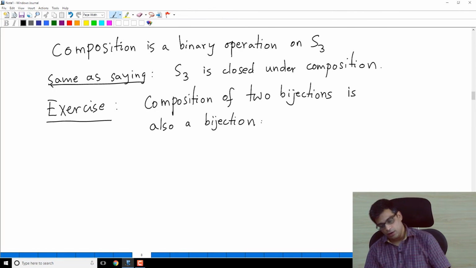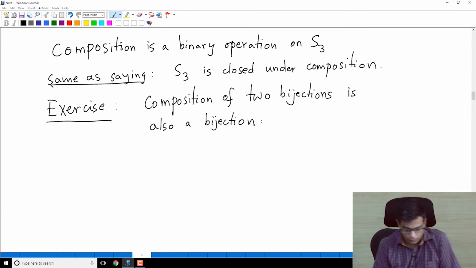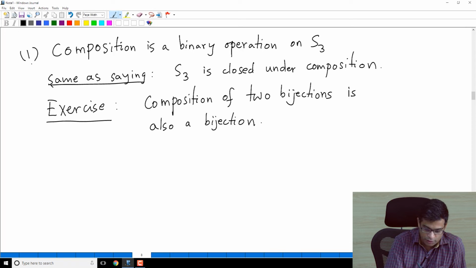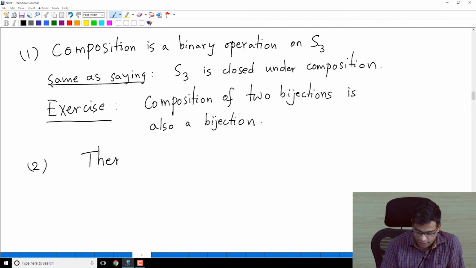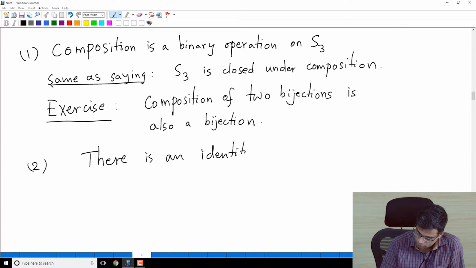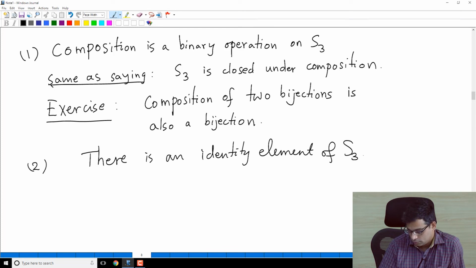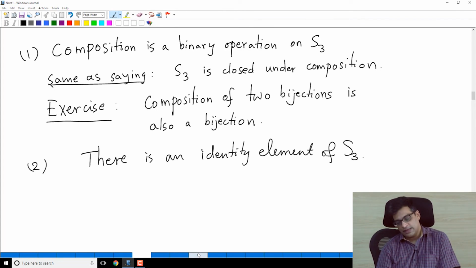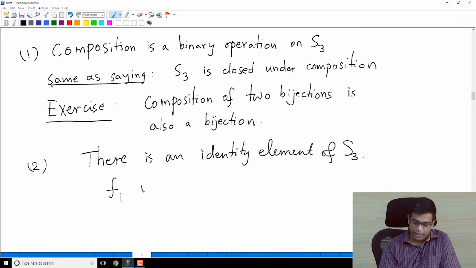So S3 with composition has the property that integers with addition have. So, this is the first property, remember. What is the second property? There is an identity. Again, recall in the first example, 0 is the identity element of Z under addition. Here, what is the identity element of S3? It is simply F1.